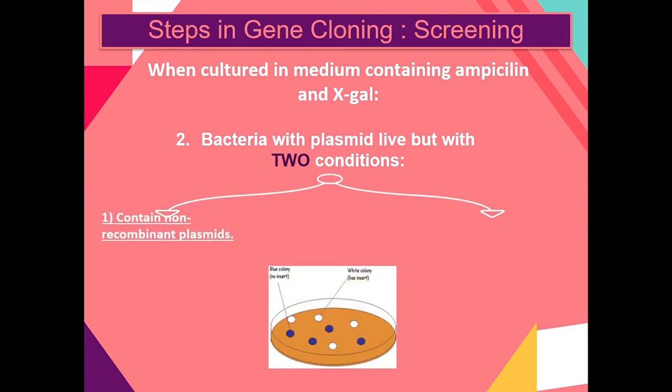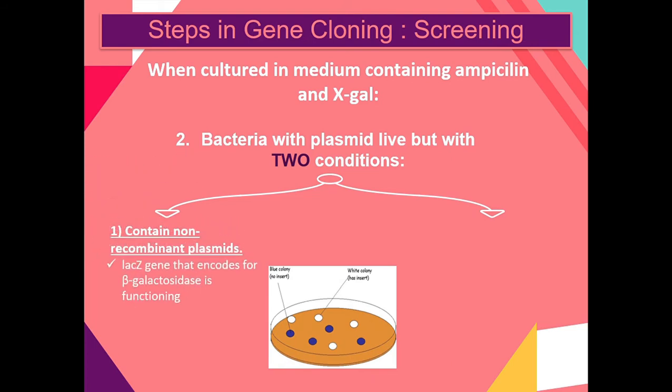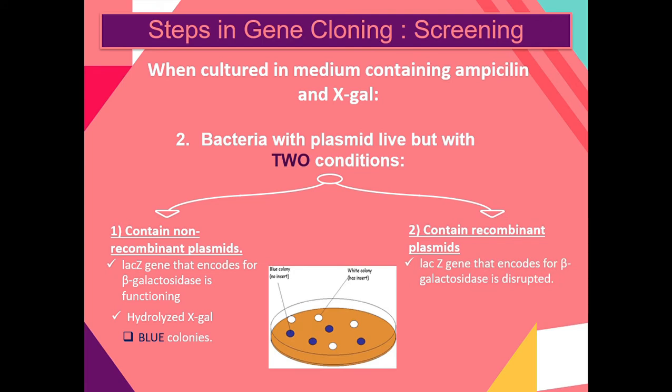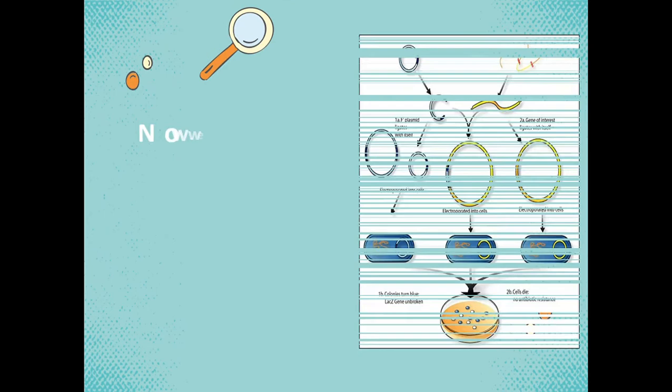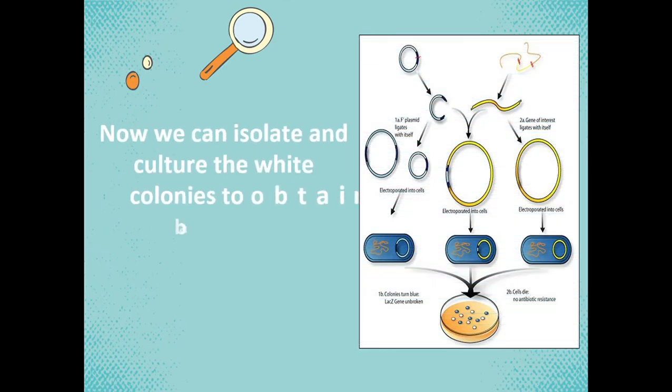1. Contain non-recombinant plasmids. LacZ gene for these bacteria that encodes for beta-galactosidase is functioning. Bacteria can hydrolyze X-gal. So, they will become blue colonies in the medium. 2. Contain recombinant plasmids. LacZ gene for bacteria that encodes for beta-galactosidase is disrupted. Bacteria cannot hydrolyze X-gal. So, they will become white colonies in the medium. Now we can isolate and culture the white colonies to obtain bacteria with the inserted gene.